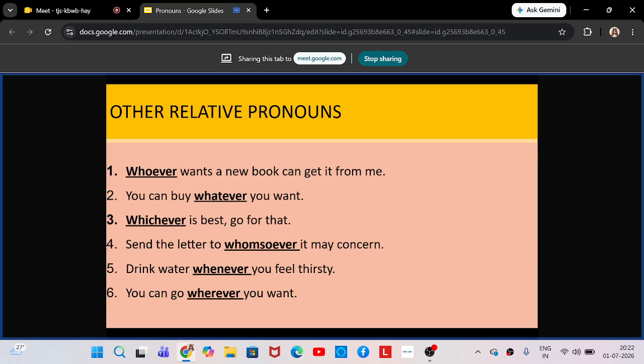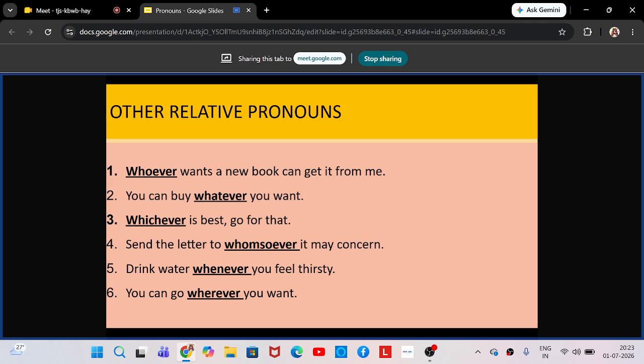Okay, so we can go through this one by one. Savitri ma'am, you can read the first one. Whoever wants a new book can get it from me. Meaning anybody who wants a new book, they can get it from me. Sairam, second one. You can buy whatever you want. So if our parents say like that, that will be the happiest moment for us. You can buy whatever you want. So whatever, anything you want.